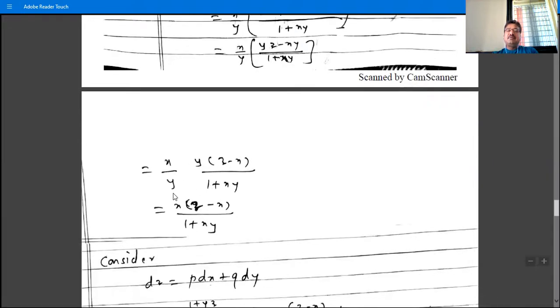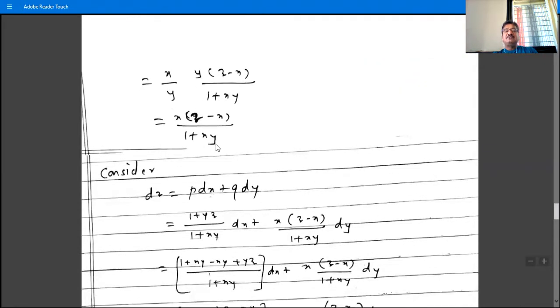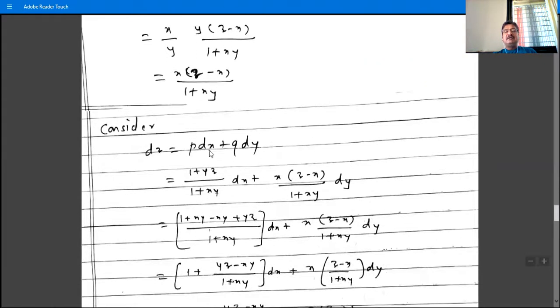Take this y as common and cancel this y. So (xz minus x) divided by (1 plus xy) is the value of q. Now consider the equation dz is equal to p dx plus q dy. In order to find the one parameter family of common solution, we have to solve this equation: dz is equal to p dx plus q dy.